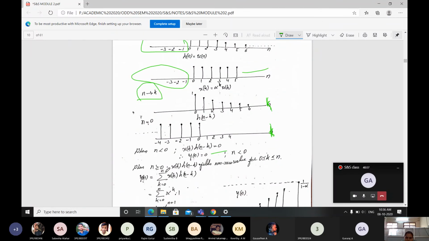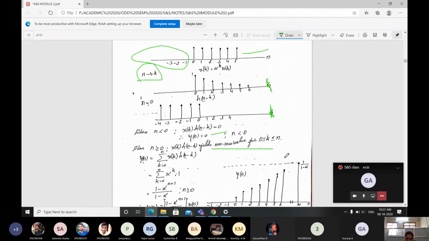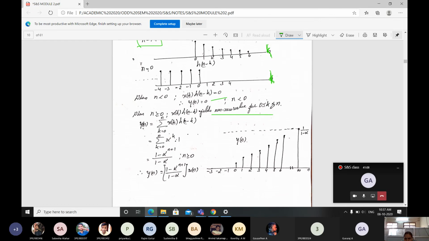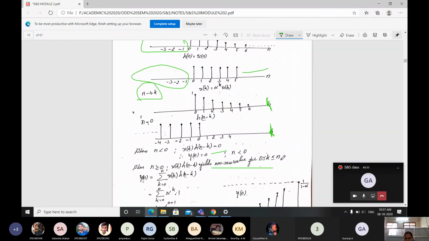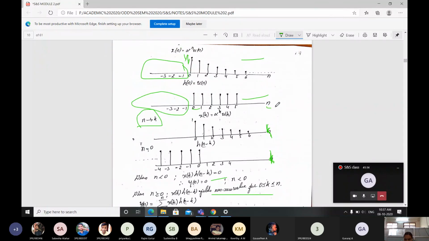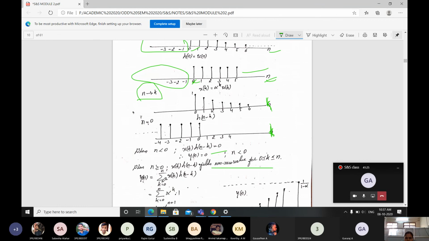Then when n is greater than or equal to 0, x of k h of n minus k yields a non-zero value, that is, k exists from 0 to n. Observe which diagram I am referring to here. 0 to n, for both the signals it is going to exist for k. So therefore y of n is going to be the sum for k from 0 to n of x of k h of n minus k. Instead of minus infinity to plus infinity, here the limit changes from 0 to n.